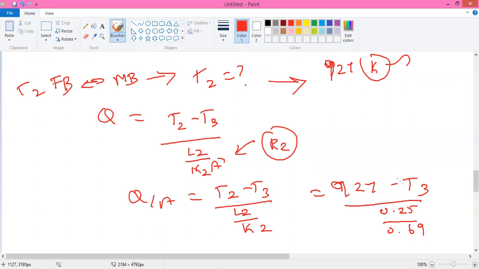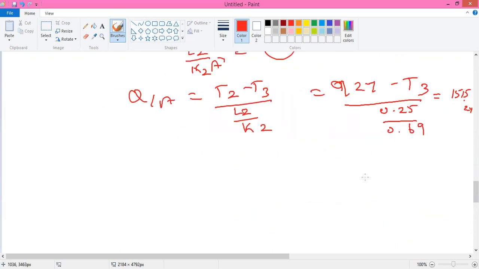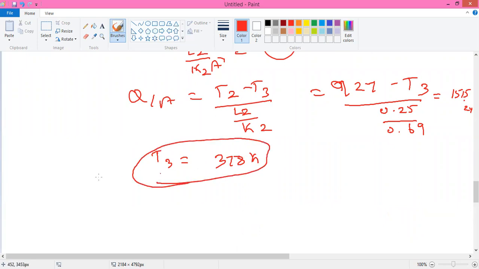Q by A we already found earlier, 1515.24. So we solve the equation and get the T3 temperature, nearly 378 Kelvin. This is the interface temperature between the masonry bricks and the concrete wall. That is the T3 temperature.